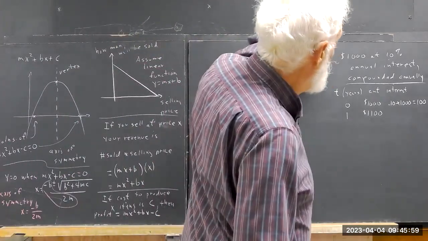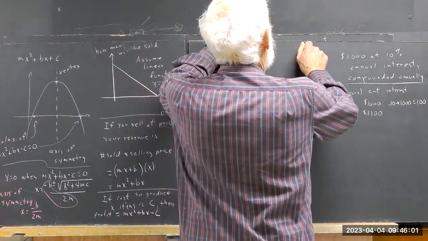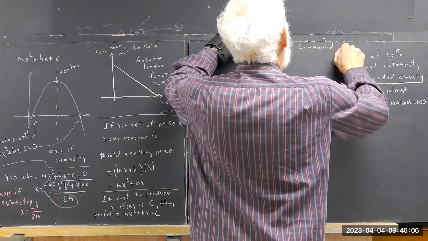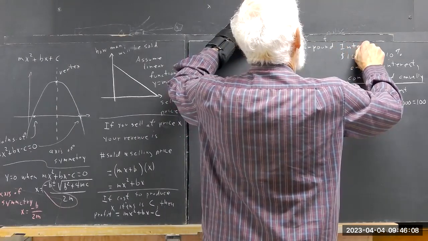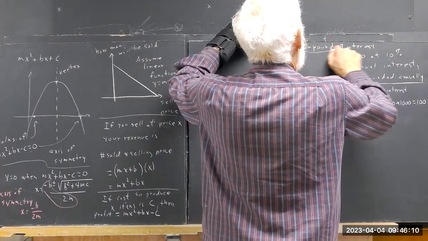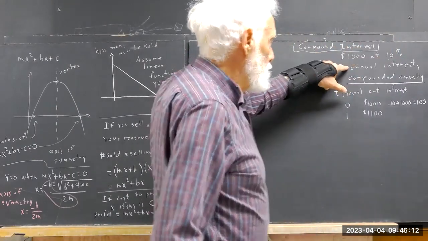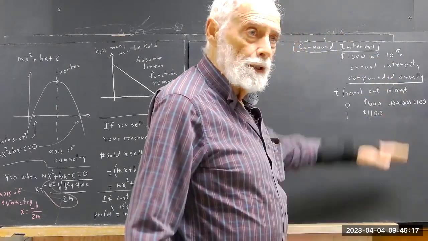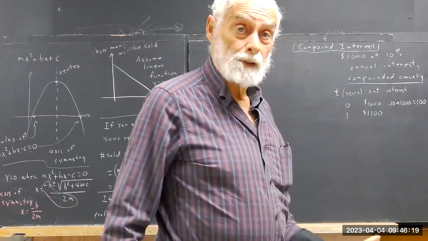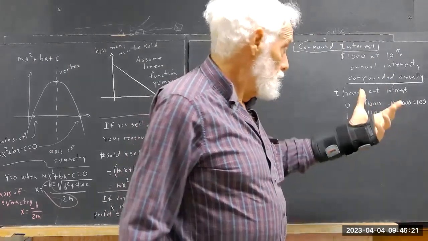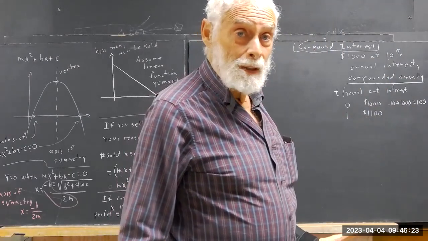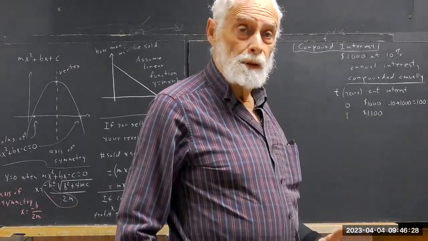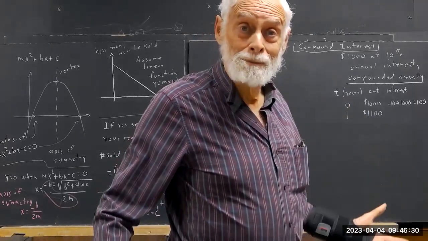Okay, we're looking at compound interest. So we can start with $100 at 10% annual interest compounded annually. We're going to track the value of this investment for 3 or 4 years, okay? And then we'll go on and figure out what it would be after 20.